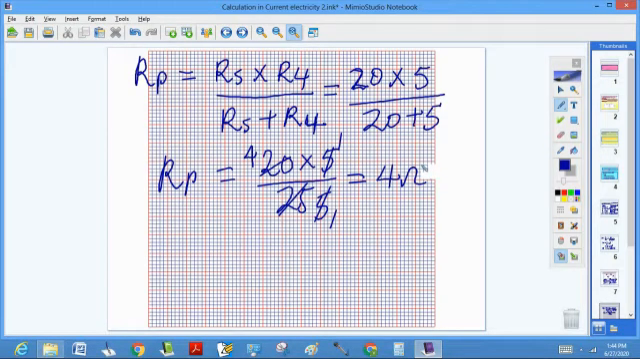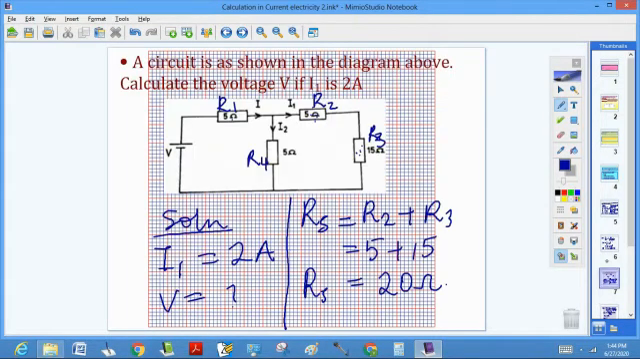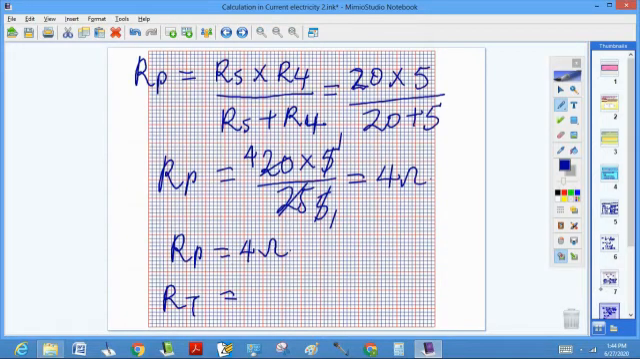Now, having found that RP is 4 ohms, we now find R total. R total is in series connection. That is what we have found overall from here with this. So that will be equal to R1 plus RP, and that is equal to 5 plus 4, and that gives us 9 ohms. So 9 ohms is R total.